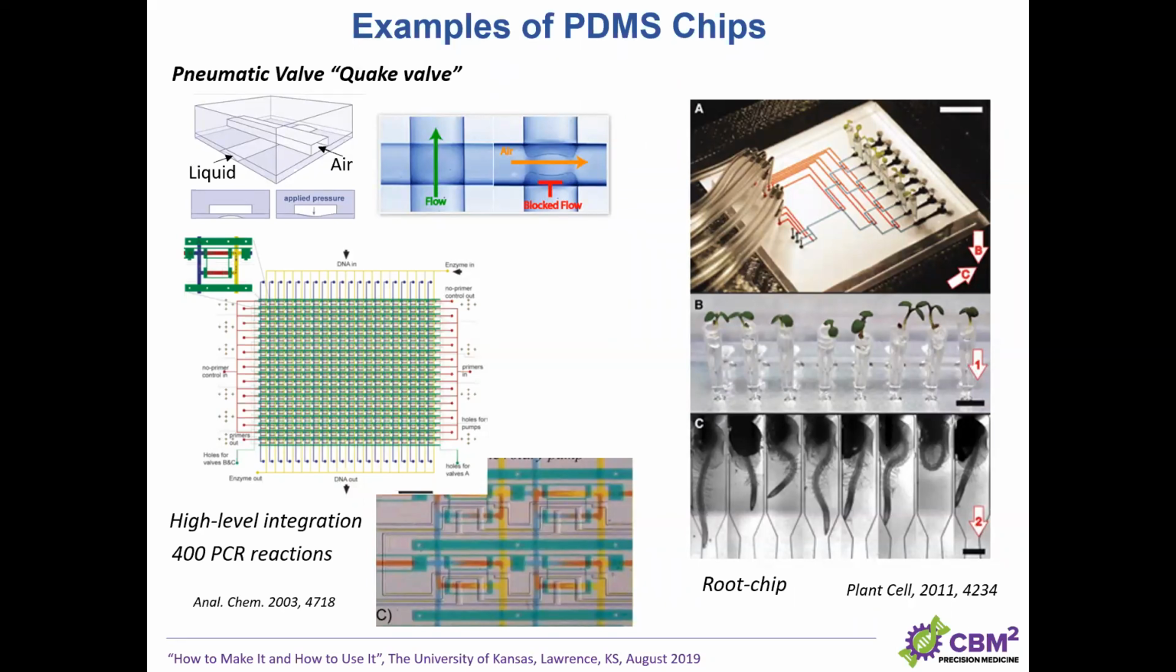The other one I like is an application in plant biology, called the root chip, where you put seedlings into those reservoirs on the chip, and by pumping different reagents, you can observe how the roots of the plants respond to different environments on the chip. So the material is very versatile in making chips, pretty much covering all different ranges of microfluidics. And that's basically it. Do you have any questions?